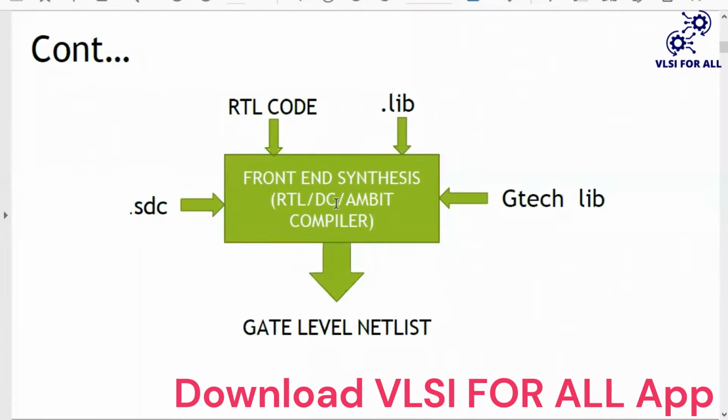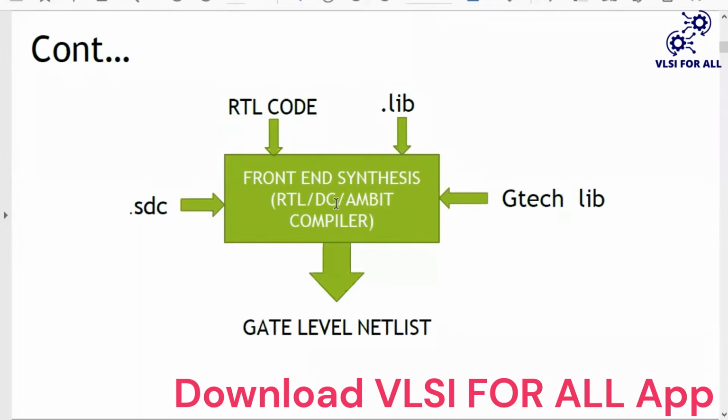First one is the RTL coding. Previously, whatever we explained, RTL coding is mandatory. Then libraries. There are multiple libraries: lib, lef, techlib, and gtechlib. We are just spreading into these for the purpose of understanding the basic concept. Next one is the SDC.